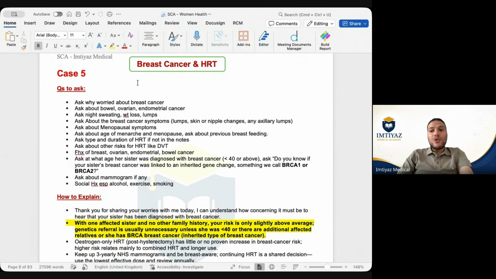This lady definitely, because she removed her womb, you didn't need to ask about endometrial cancer here. But if she didn't remove her womb, you need to ask about endometrial cancer. And ask for how long she's been taking HRT, any blood clots, and so on.